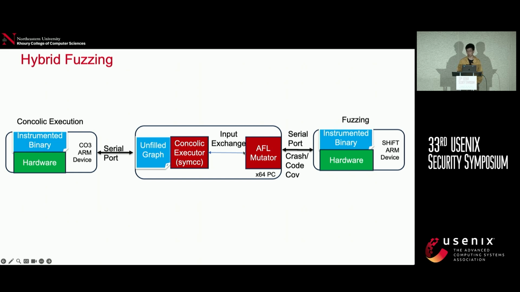And this is, to the best of our knowledge, the first practical hybrid fuzzing for deeply embedded systems. Yeah, we call this SHACO. I think the name is kind of smart.